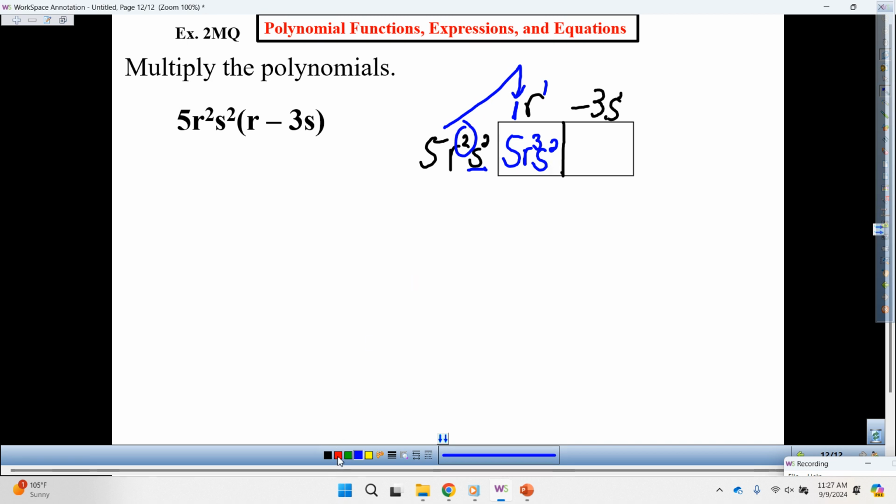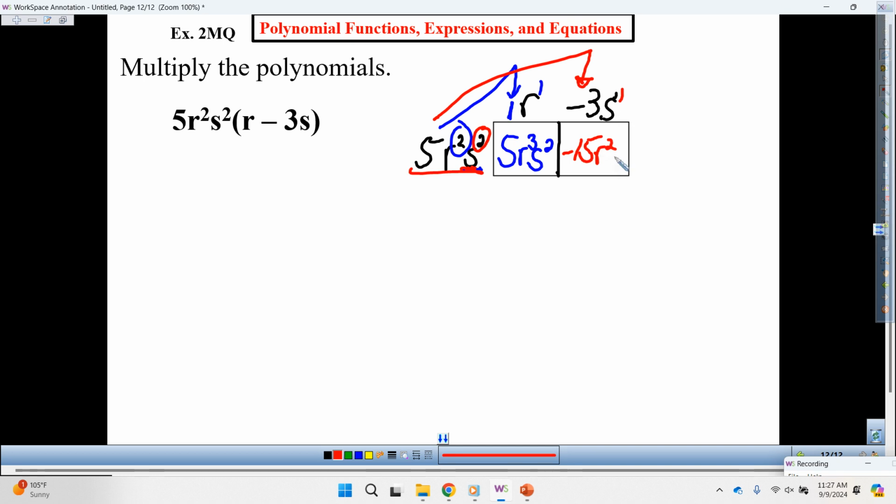Next, same one, now times the second. So 5 times negative 3 is negative 15. R to the second, there's no R, I just write it there. S to the second times S to the first, that's S to the third. Area model. And this is called what? The area model.